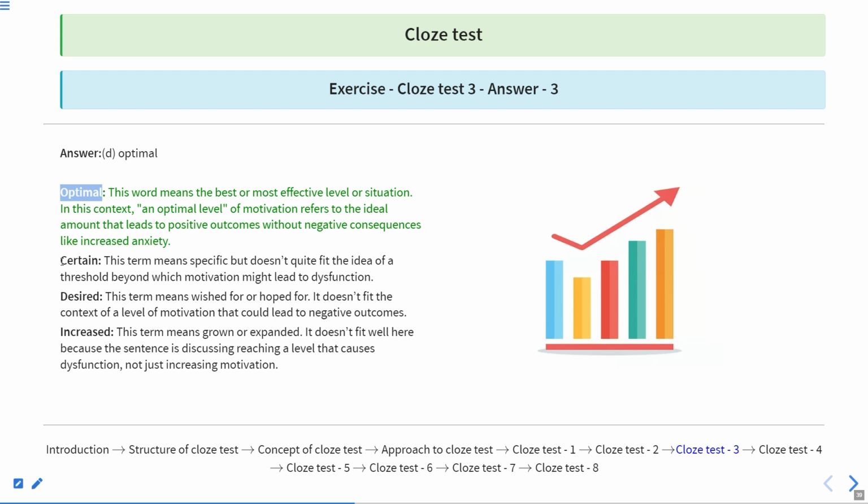It cannot be certain because certain means specific but doesn't quite fit the idea of a threshold beyond which motivation may actually lead to dysfunction rather than any increased performance. It cannot be desired because desired means something which is wished or hoped for. It doesn't fit the context of a level of motivation that could lead to negative outcome. Increased, this term means grown or expanded. It doesn't fit well here because the sentence is discussing reaching a level that causes dysfunction, not just increasing motivation.